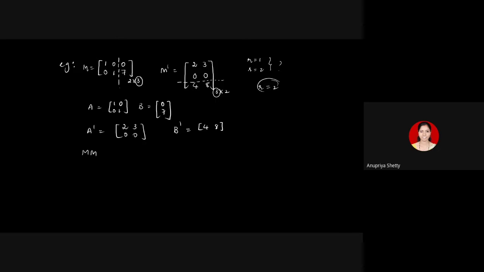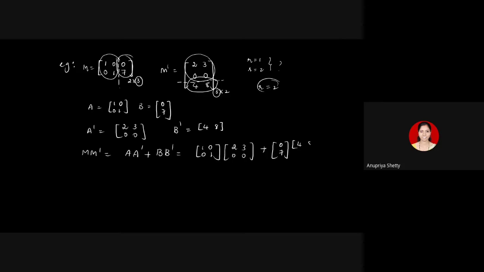So now multiplying M with M dash is the same as multiplying A with A dash and then adding the product of B with B dash. So I should multiply the first block, that is 1 0 0 1, with this block, 2 3 0 0, plus then I have to multiply the second block, 0 7, with the second block of M dash, that is 4 8.